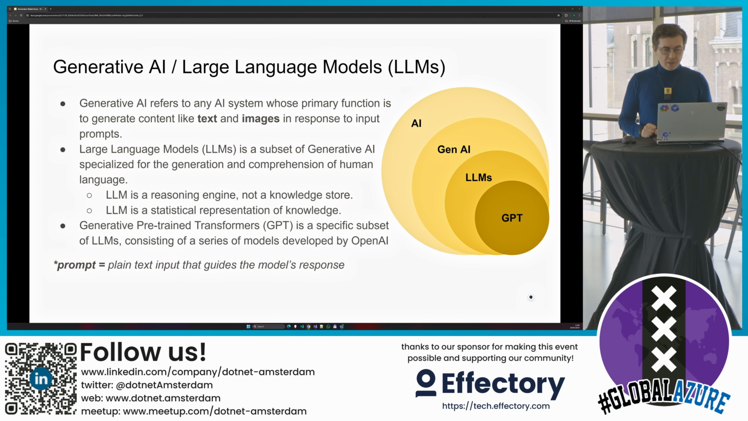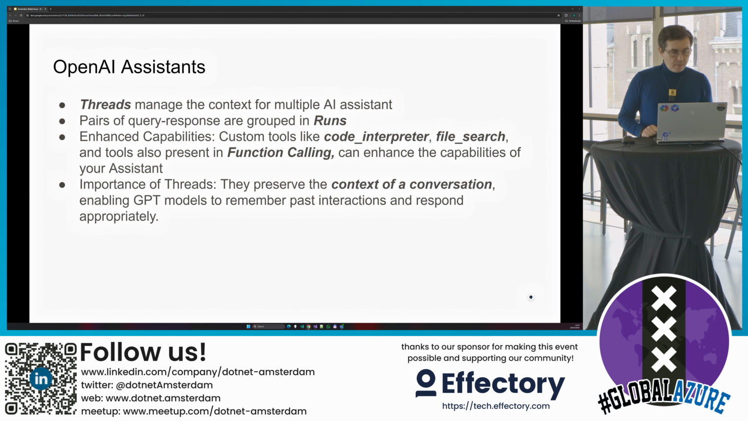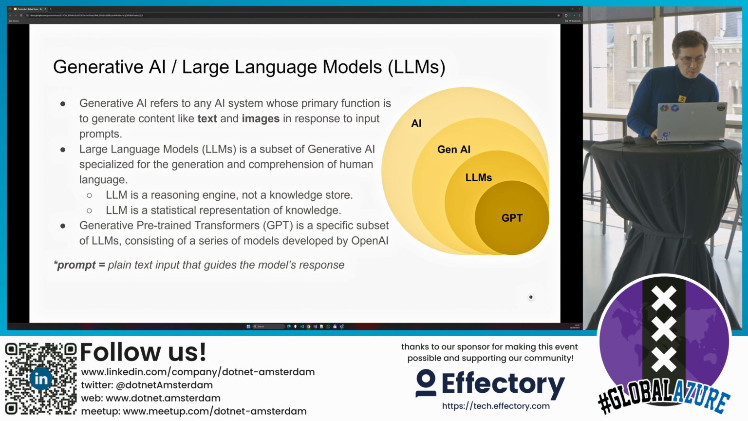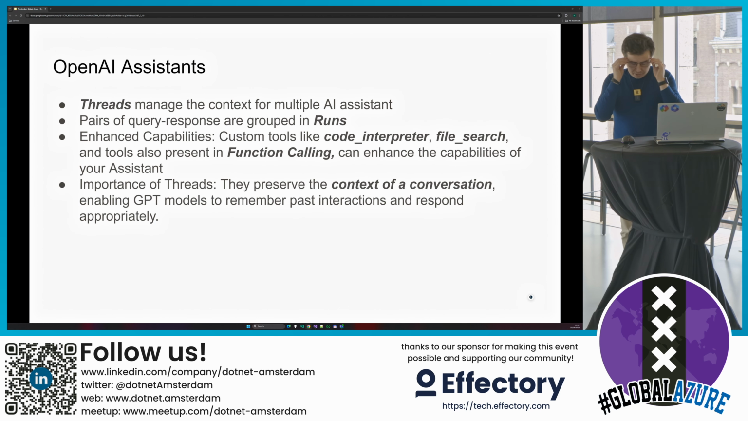So, AI is the larger term, but then there's generative AI, a subgroup of deep learning, and then there are large language models, with implementations from OpenAI, such as GPT. Okay, and now we reach the point where we touch the specifics of this topic.